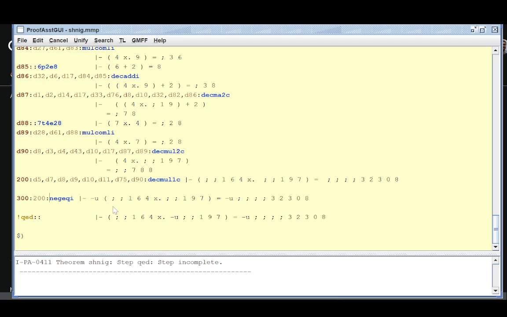So negeki basically is that if A equals B, then minus A equals minus B. And that's like a pretty straightforward idea. And now we just need to move this minus u into the bracket. But I think this is going to be a little bit more difficult than I hope it will be. So I'm hoping that it's enough to just take this and say, okay, this is equal to this, but with the minus u on the 197, which is what we want.